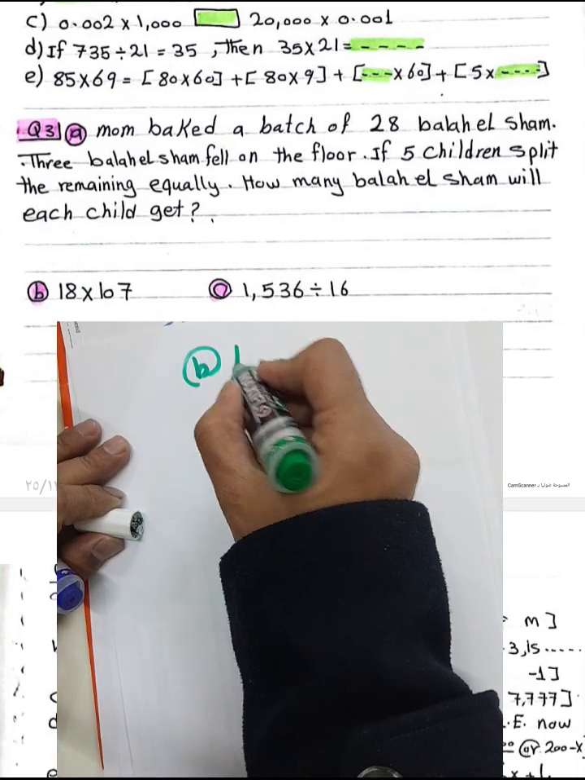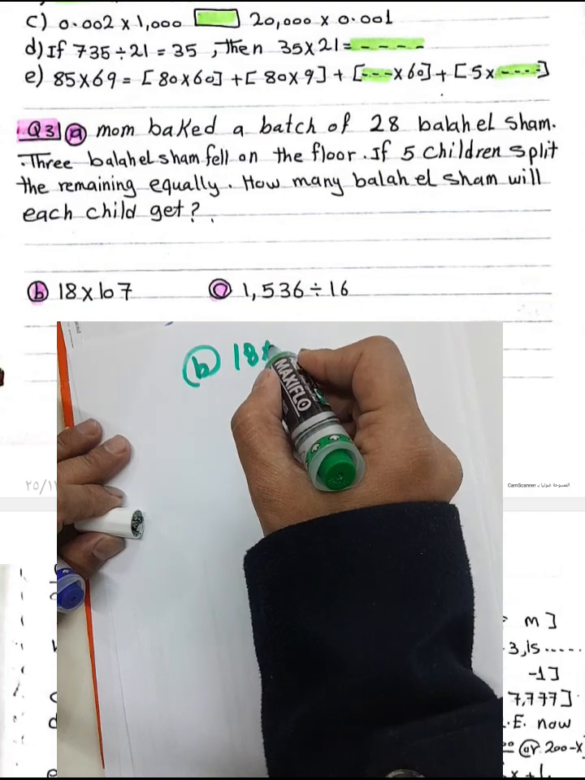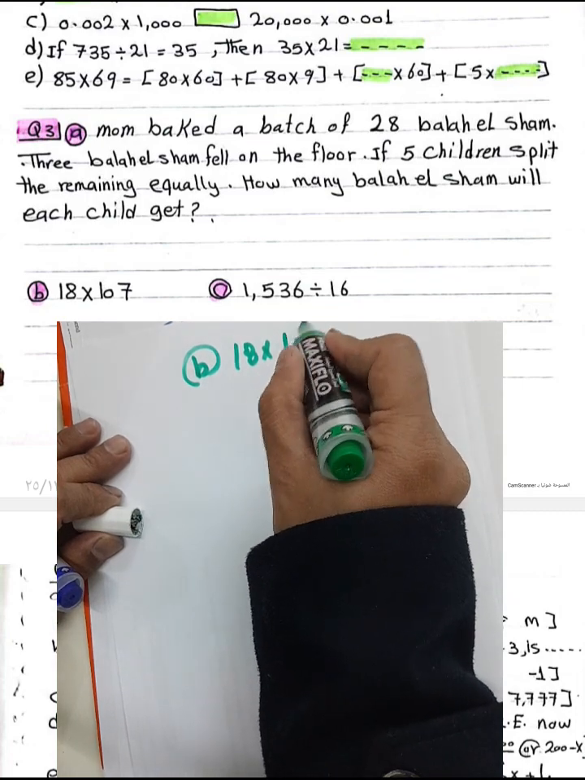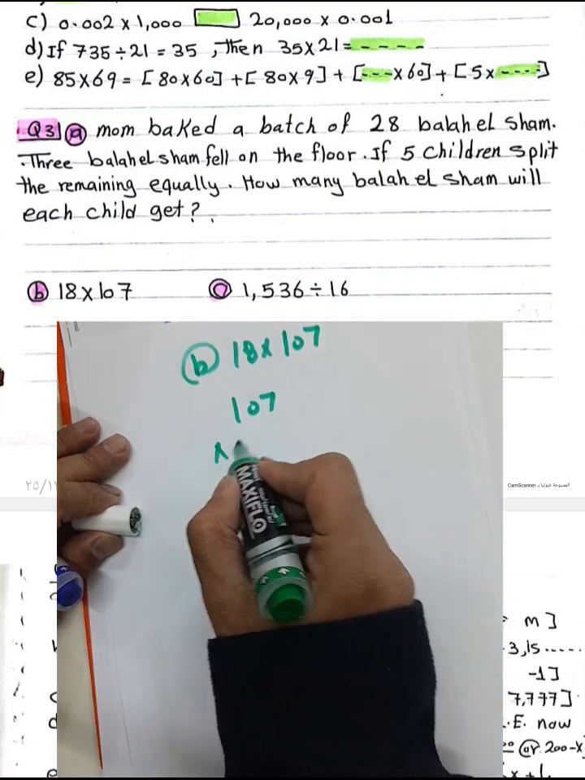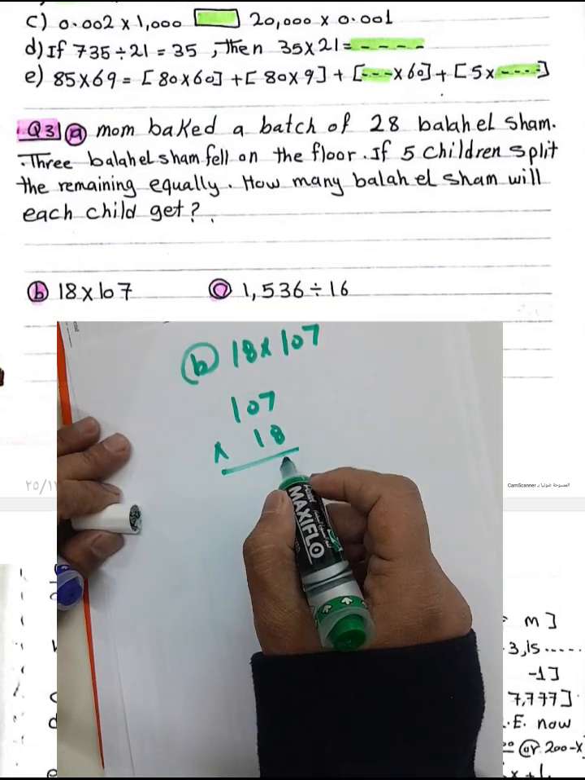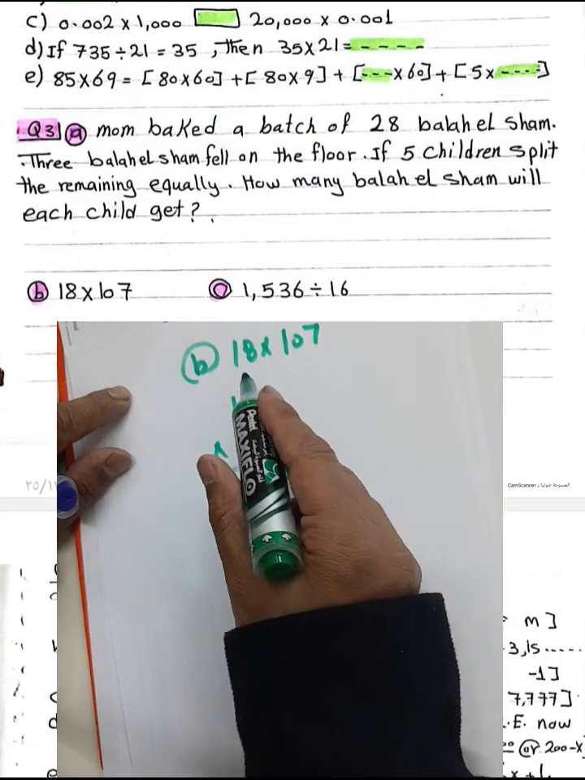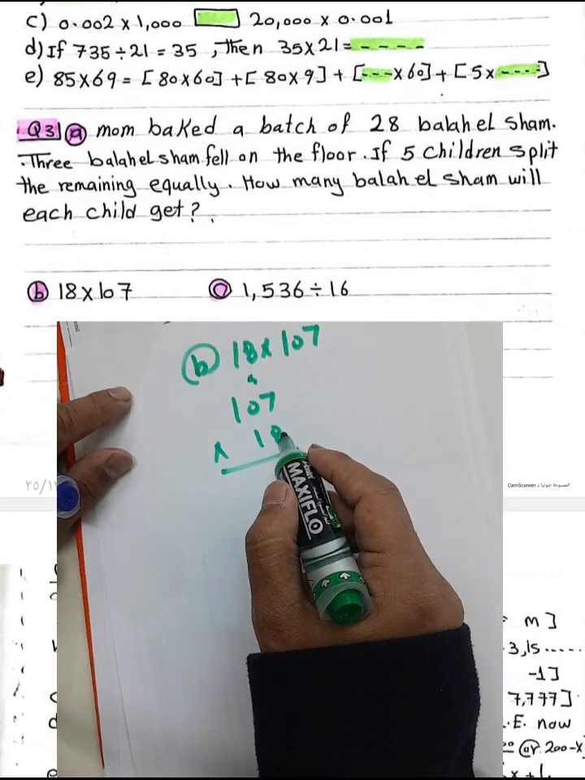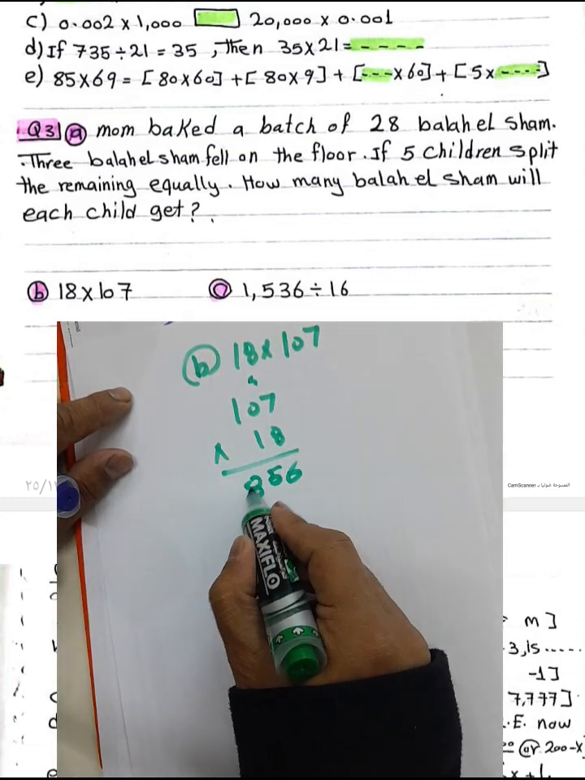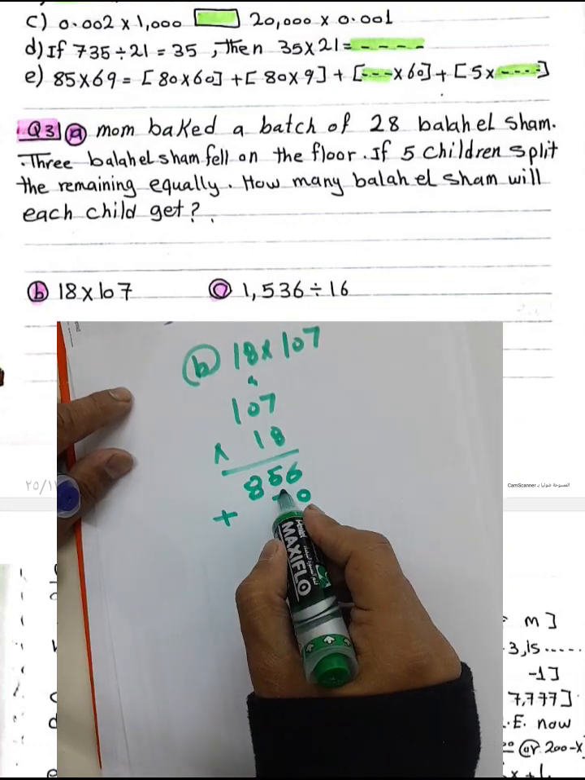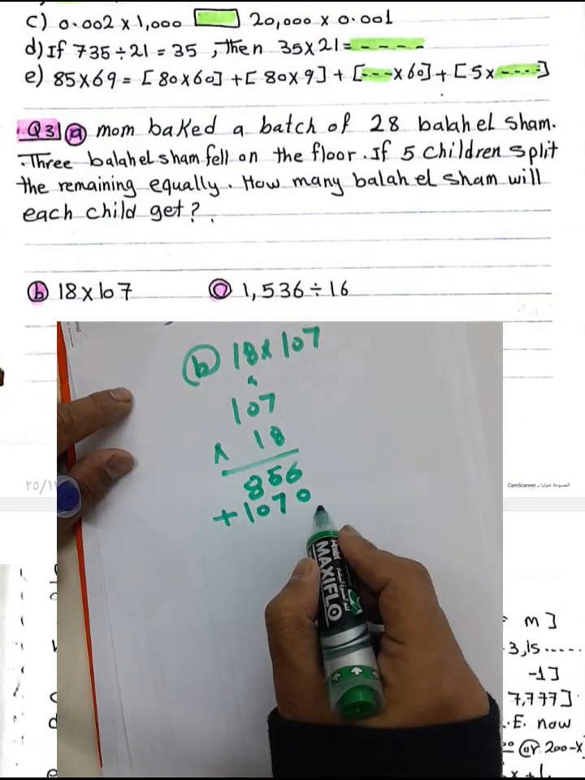We have 18 multiplication by 107. Write 107 times 18. 7 times 8 equals 56. Write 6 and carry up 5. 0 times 8 equals 0, plus 5, it will be 5. 1 times 8 equals 8, plus 0. 1 times 7 equals 7. 1 times 0 equals 0. 1 times 1 equals 1.